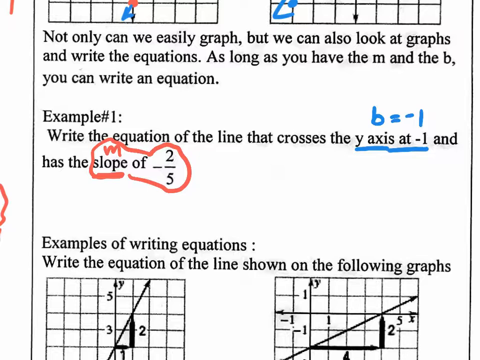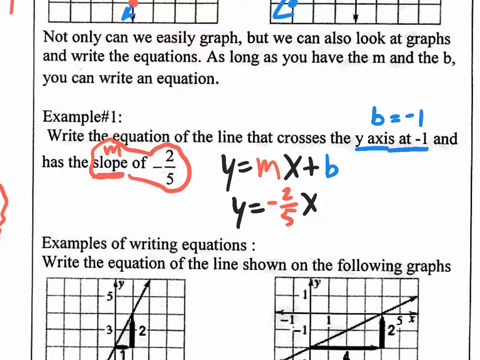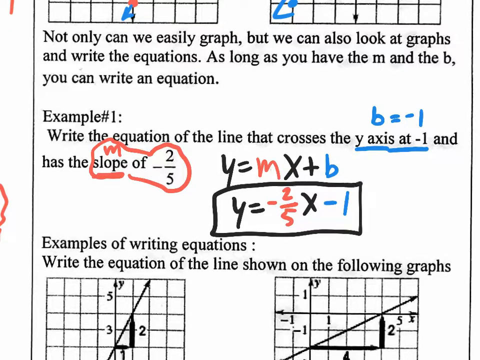So if you want to write something in y equals mx plus b, then you would simply plug in your y value. Y equals -2/5. You put the x on there, and then plus b, which in this case is a -1. And that's your equation in slope-intercept form.